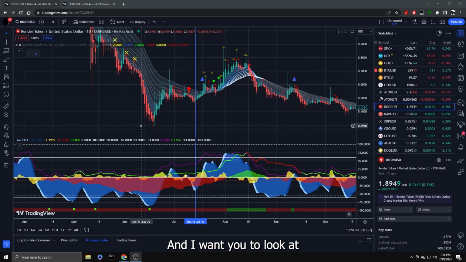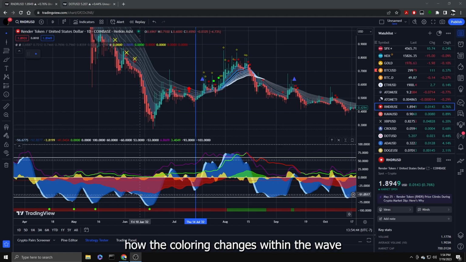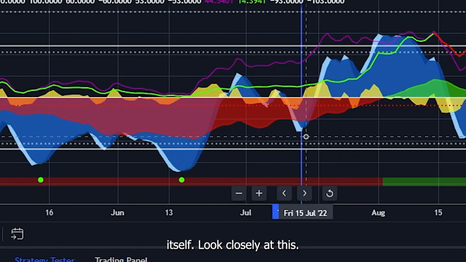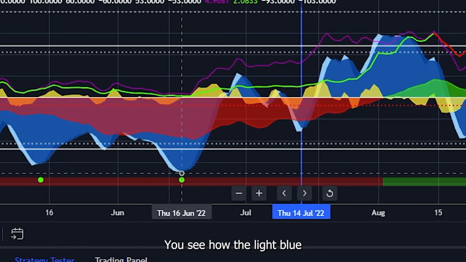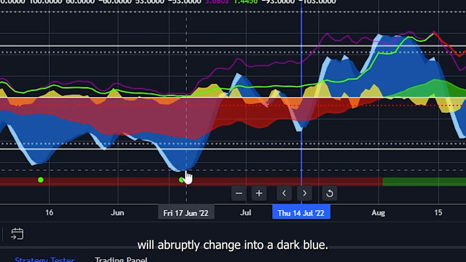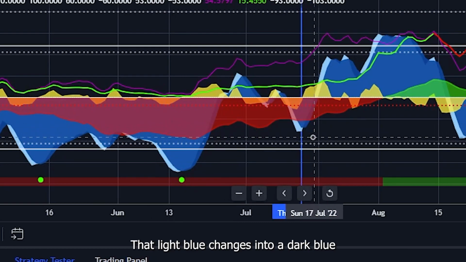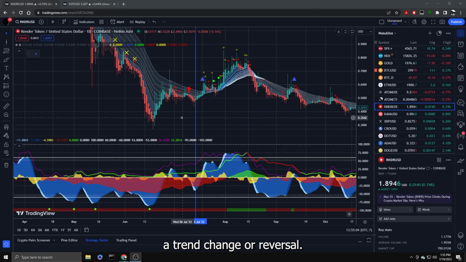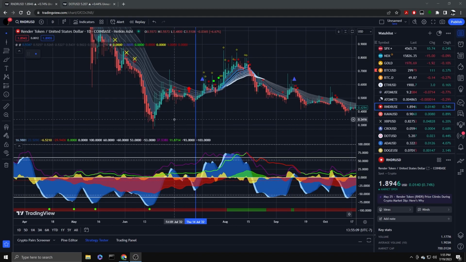And I want you to look at how the coloring changes within the wave itself. Look closely at this. You see how the light blue will abruptly change into a dark blue? That light blue changes into a dark blue. That signifies a trend change, a reversal. So keep those colors in mind. But that's just one half of it.